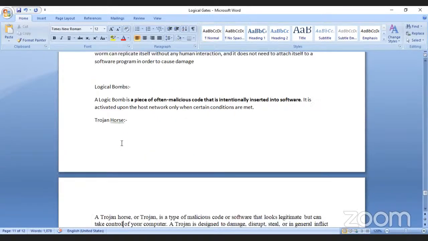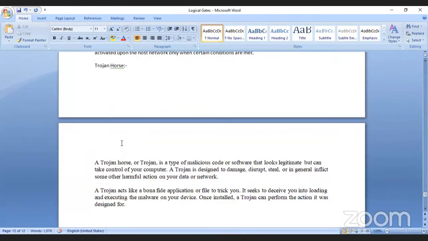Next one, Trojan horse. Is it done by its own or is it handled by someone? Actually, I will tell you. Basically, why are these viruses there? I'll tell you that.